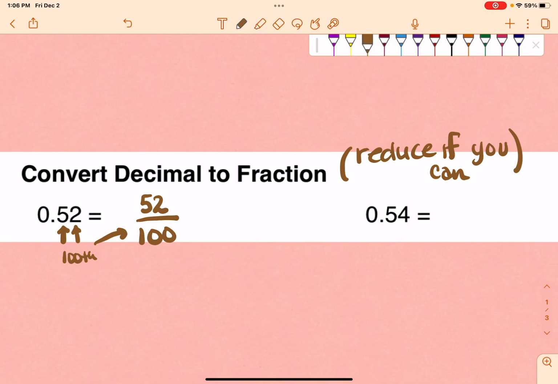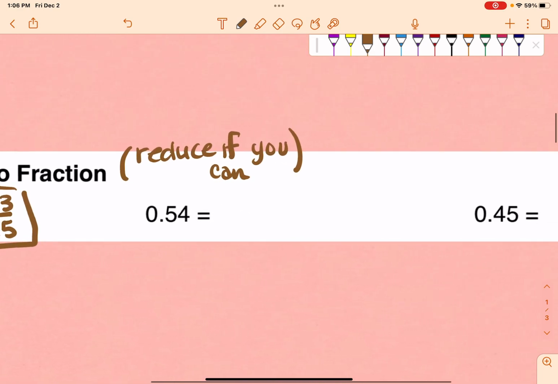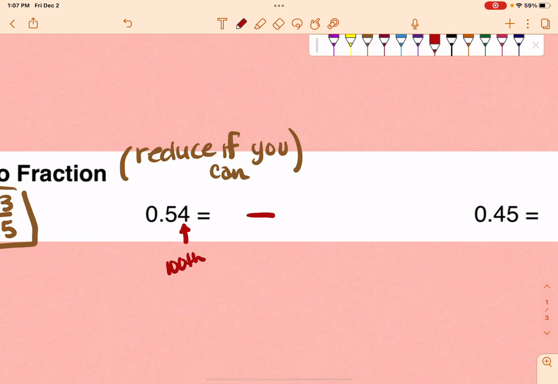Okay, so if I have this set up, then that means it's going to be 13 over 25. Okay, so let's look at the next one. I have 0.54, so I want to go to the last spot. It's my 100th spot. So it's 54 on the top and it's 100 on the bottom to make your fraction. And then we're going to try to reduce.